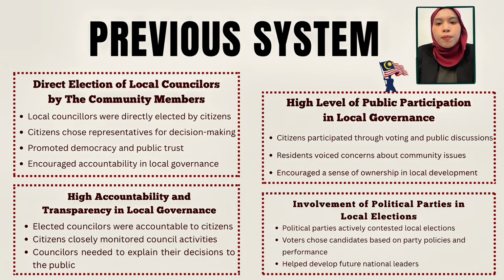Lastly, the involvement of political parties was another important feature. Political parties actively participated in local elections, making local government a platform for political competition. Voters could choose candidates based on party ideologies and policy. For example, in Johor Bahru, parties campaigned during municipal elections to gain public support and influence council decisions. However, this sometimes led to political competition and conflict at the local level. Overall, the former system was highly democratic as it promoted participation, accountability and political engagement at the local level.